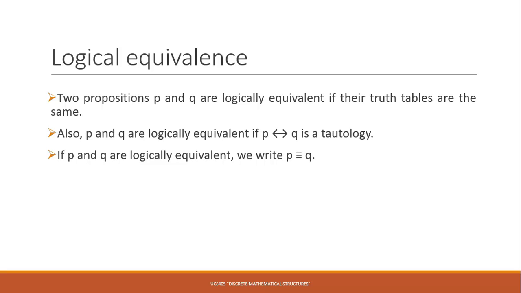Next, logical equivalence. Two propositions P and Q are logically equivalent if their truth tables are the same. Also, P and Q will be logically equivalent if P biconditional Q is a tautology. So if P and Q are equivalent, then we can write it as P equivalent to Q. So this is the symbol for equivalence.